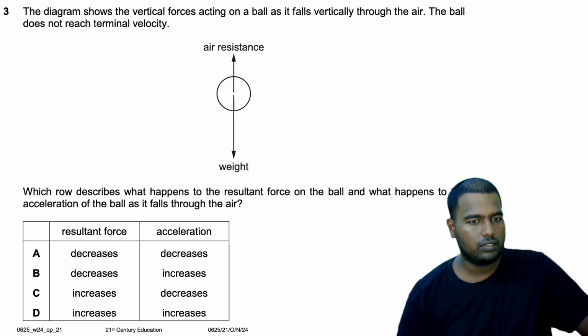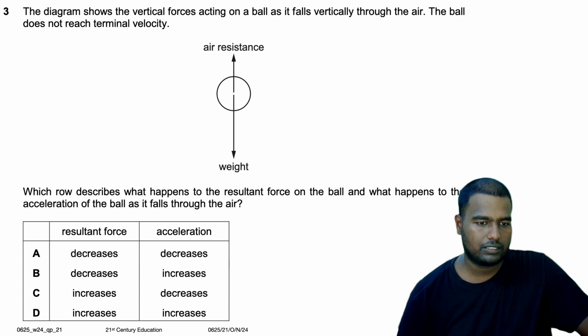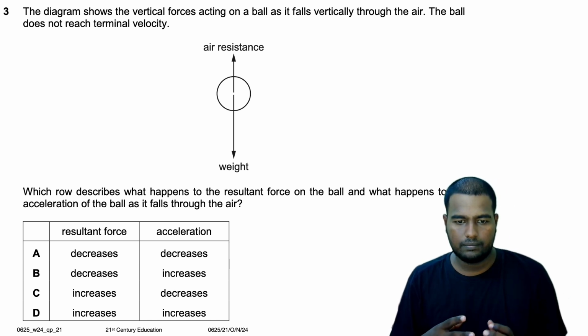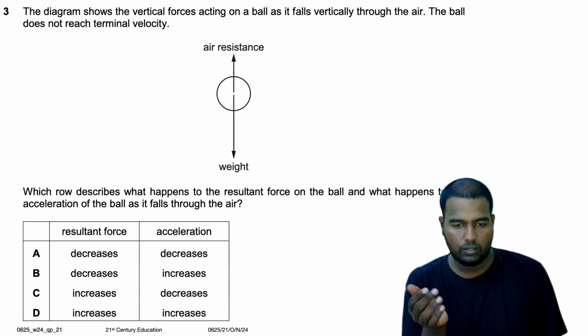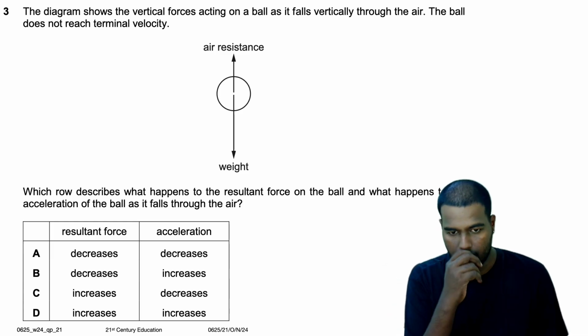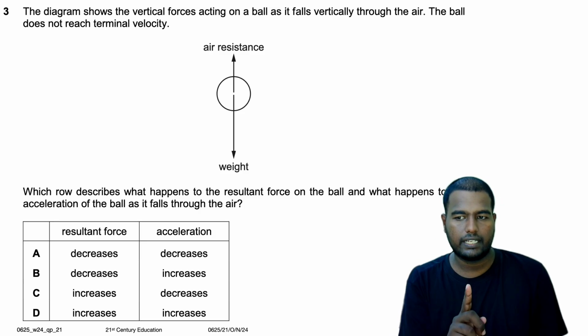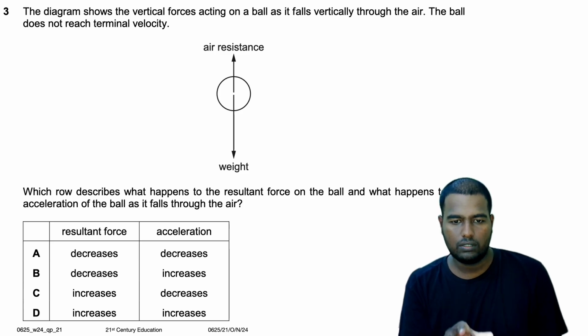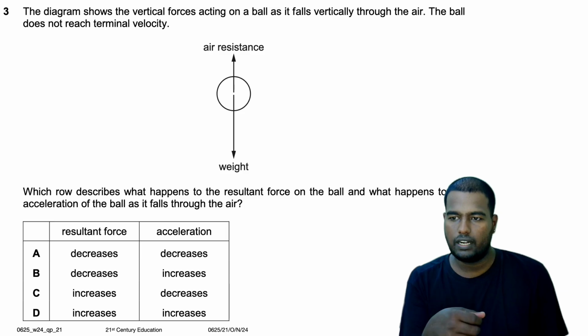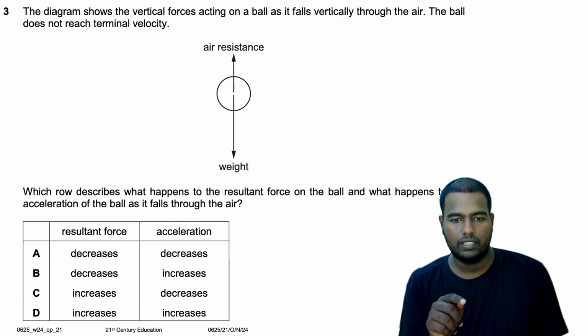The diagram shows the vertical forces acting on a ball as it falls vertically through the air. The ball does not reach terminal velocity. Which row describes what happened to the resultant force on the ball and what happens to the acceleration of the ball as it falls through the air. Now, just the ball being released, the velocity is 0 and this will start increasing because of gravity. Now, the resultant force is two forces we have to calculate. One, weight acting downwards, the second, upthrust acting upward. In both, weight is due to gravity, that's not going to change, but the upthrust will increase as the speed increases.